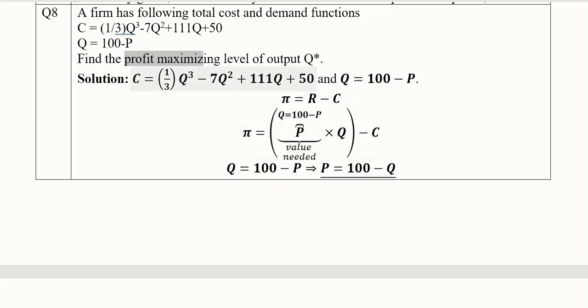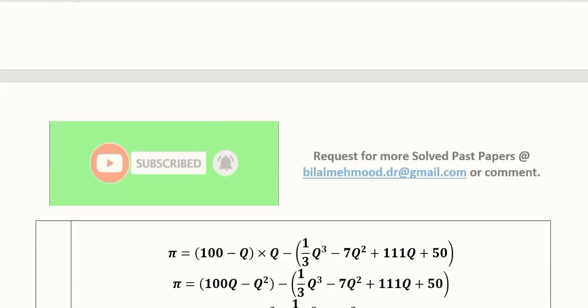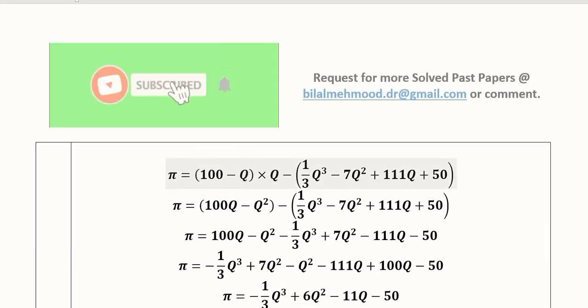We are given the variables in terms of Q, so we have to retain Q. So we cannot substitute this Q here because this will bring P instead of Q. We need Q. In order to retain Q, we can substitute P instead. So inverting this, we will get P is equal to 100 minus Q, and that we will put here in place of P. So here this is the inversion that we did, and we found the value of P instead of Q. Now we will put this value of P here, and the Q will remain as it is in the formula of revenue, and then the cost function is in the parenthesis.